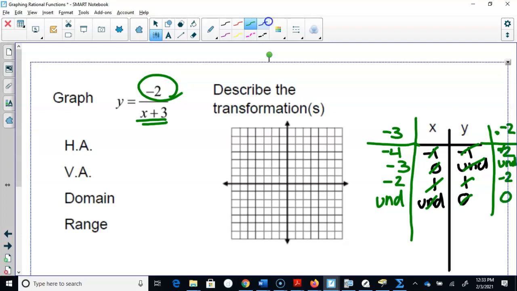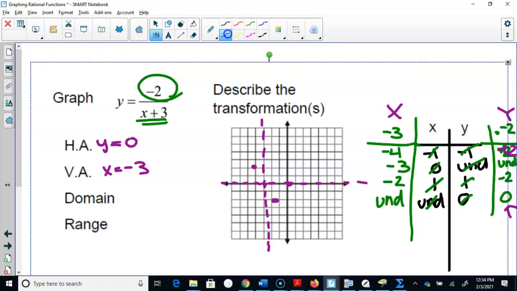Okay, next I want to plot these points. Here are my x value. Here is my y value. My x value is at -4, 1, 2, 3, 4. +2, 1, 2, right? That's a +2, okay? At -3, I am undefined. So 1, 2, 3. -3 is right here. My y values are undefined. When x is equal to -3, I have a vertical asymptote because my y values are undefined. When x is at -2, 1, 2, my y value is at -2, 1, 2. Okay? And when y is at 0 right here, our x values are undefined. This is my horizontal asymptote.